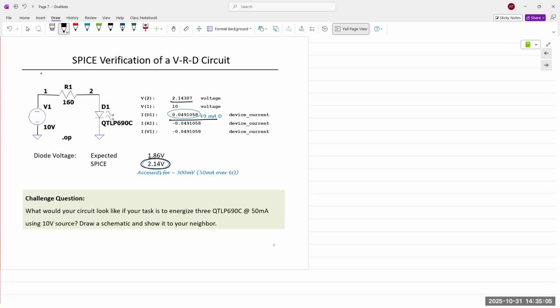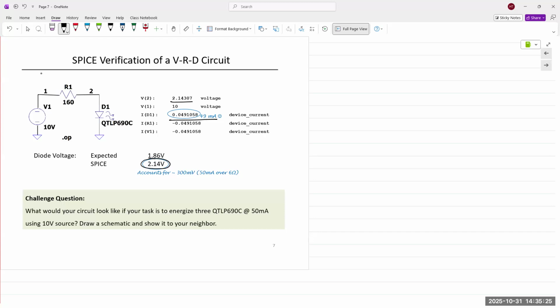Okay, so the numbers are a bit off. Instead of our design of 50 milliamps, we ended up with 49 milliamps. And instead of our calculated voltage of 1.86, we obtained 2.14. And both those things can be explained by the resistance values.